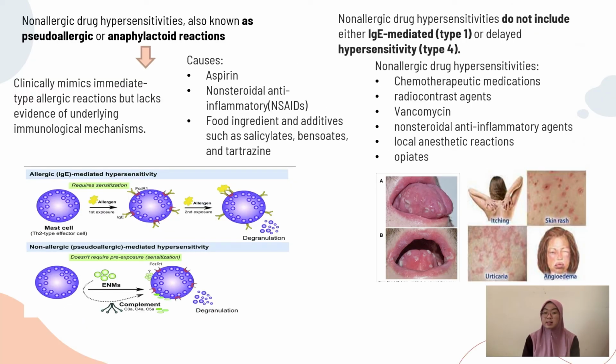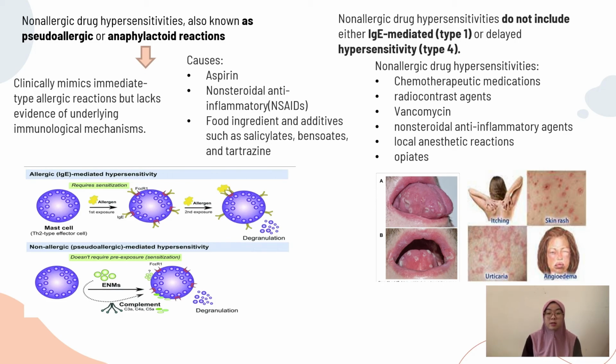Non-allergic hypersensitivity. Non-allergic drug hypersensitivity, also known as pseudo-allergic or anaphylactoid reaction, has clinical symptoms that can be confused with allergic reaction. Non-allergic drug hypersensitivities do not include either IgE mediated, which is type 1, or delayed hypersensitivity, which is type 4. Pseudo-allergy, also known as non-allergic hypersensitivity, clinically mimics immediate type allergic reaction but lacks evidence of an underlying immunological mechanism.